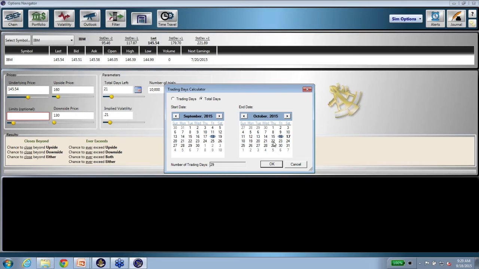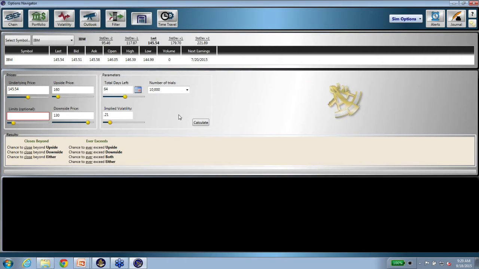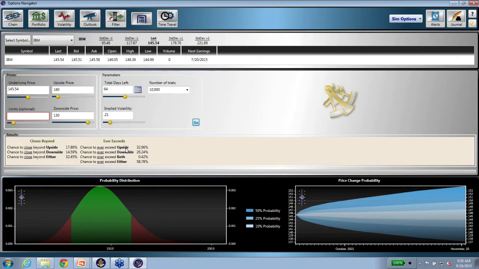That's 21 days, but let's say I want to go out even further. Maybe I want to go all the way out to the 20th of November. 64 days, in the next 64 days with this type of implied volatility, if that was to be the case where the volatility does happen, what are my chances to exceed the upside, downside, or actually remain within that range 64 days from then? And there are your probability charts at the bottom, but I like just simply looking at numbers. These are cool charts and all, but you can look at these numbers and say, wow, the chance that it'll ever exceed either is 58%.